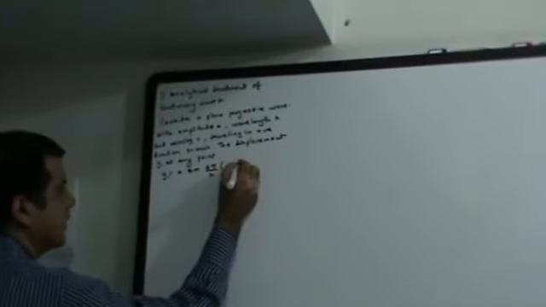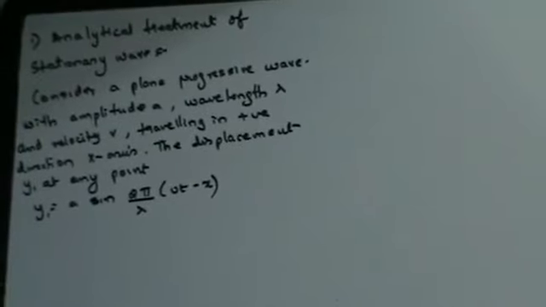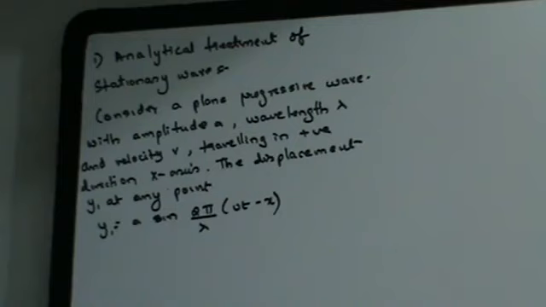The displacement y at any point is given by, we call that y1, y1 is equal to a sine 2 pi by lambda (vt minus x). That's my general form equation of a progressive wave. Okay, now the equation of an identical progressive wave traveling along the positive direction of the x-axis.